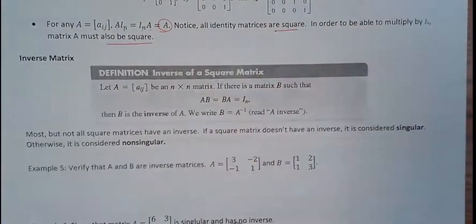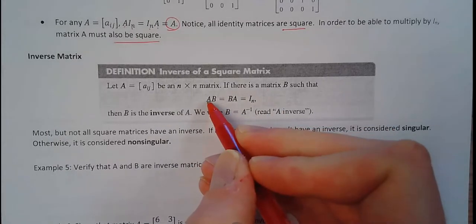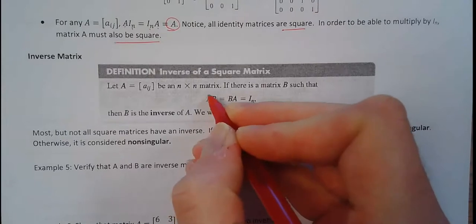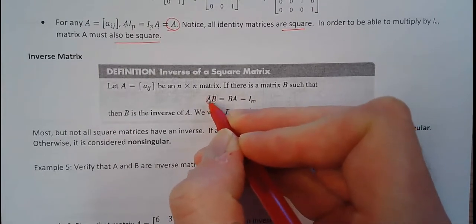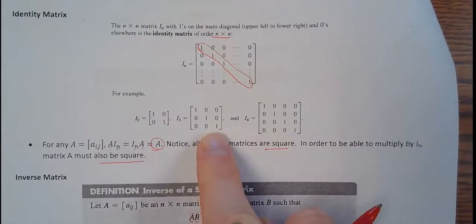Now the inverse matrix, so this is something different. The identity matrix is what you multiply something by to get itself back. It's like multiplying by 1, you get the same thing back. The inverse matrix is the matrix you would multiply anything else by to get the identity. So if I'm talking about matrix A, its inverse is B, and if you multiply A times B, you get the identity matrix. So this would be the result of multiplying them.